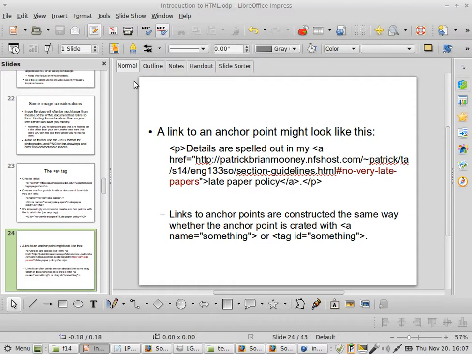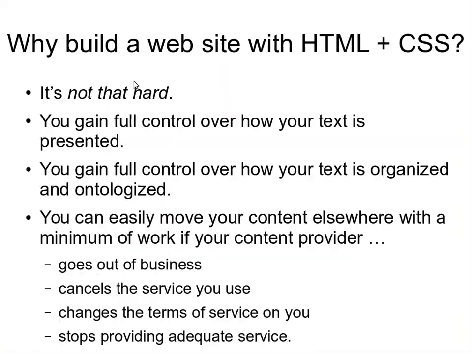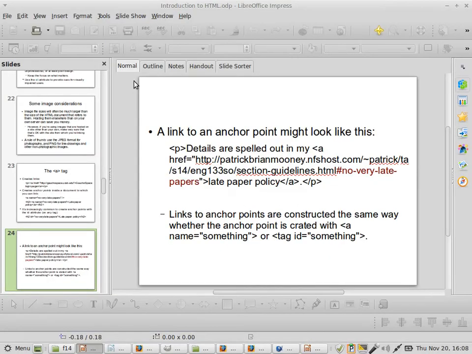Regardless of whether you use the name attribute on the A tag or the ID attribute on some other tag, you create a link the same way. And this is kind of a cumbersome example because I tend to create long URLs on my personal website. But I might say something like, details are spelled out in my late paper policy. Here's the full URL to a document. I then have the pound sign and the name of the anchor that I created.